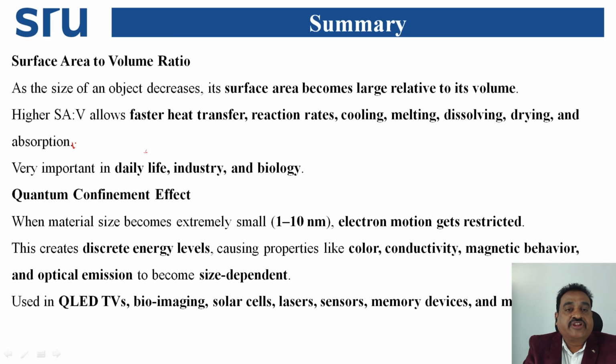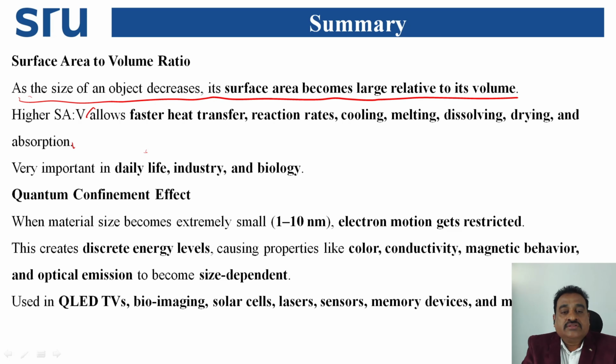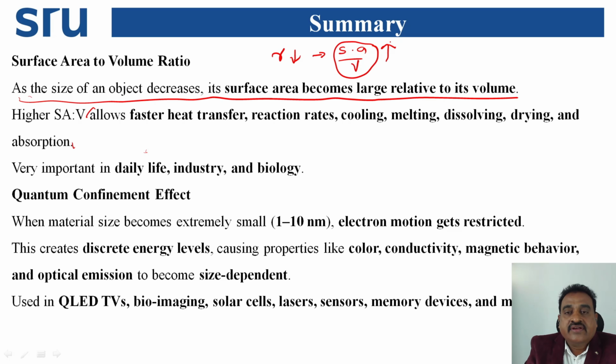Surface area to volume ratio. You can see here, as the size of the object decreases, its surface area becomes larger relative to its volume. The bulk material is divided into small pieces. The radius is decreasing. Then surface area to volume ratio increases. Increase in surface area to volume ratio gives the different properties to nanomaterials.